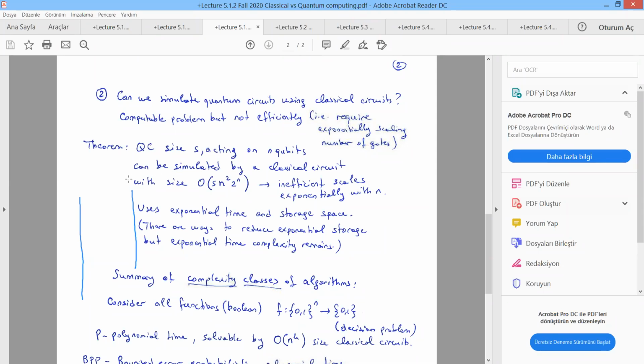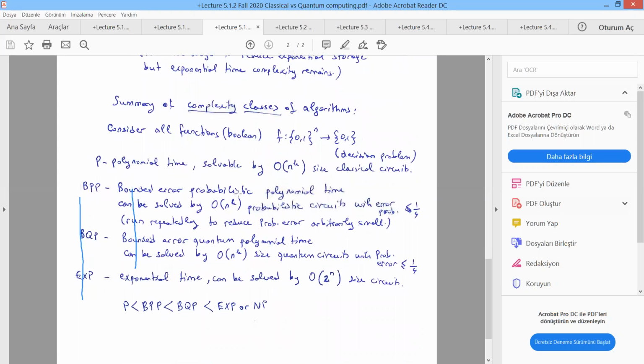There's a theorem actually that explains this. A quantum circuit of size S acting on n qubits can be simulated by a classical circuit with size order S n squared 2 to the n. So the most important thing over here is the 2 to the n, because this indicates an exponential scale up. In other words, it's inefficient. It inefficiently scales with n. It uses exponential time and also exponential storage space.